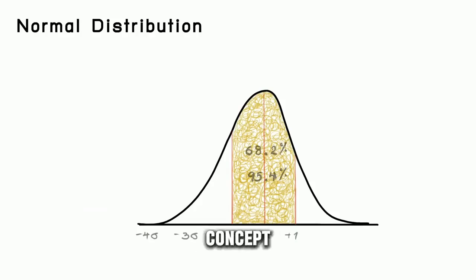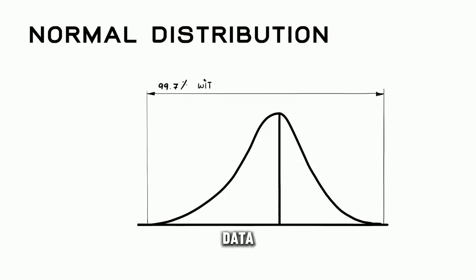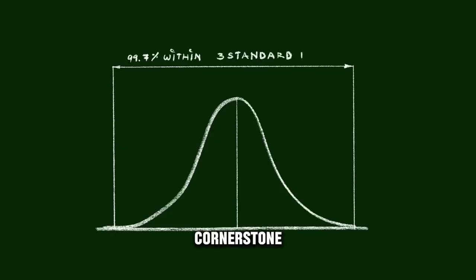Here's where a powerful concept comes in, the central limit theorem. It states that even if your raw data isn't normally distributed, the distribution of the average of many large samples will be. This is a cornerstone of geostatistics, allowing us to use powerful statistical tools that assume normality.